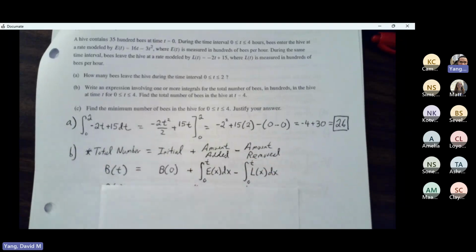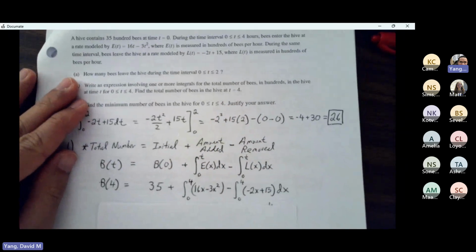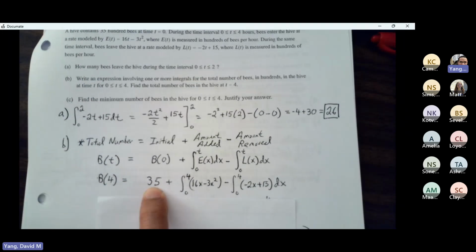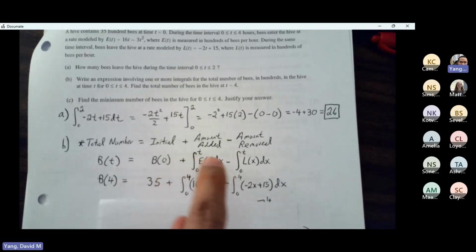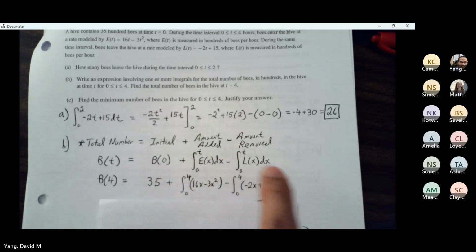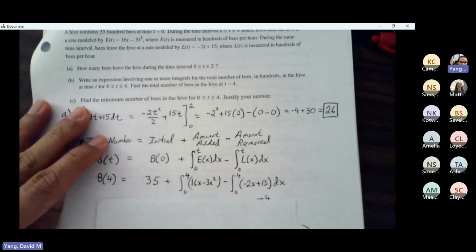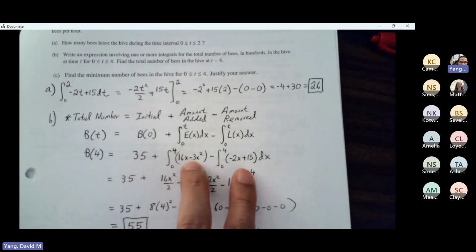Okay, so now that we have a formula set up, we can find the total number of bees at t equals 4. So we can plug 4 into our formula here. So we know B of 0 is 35. So there's 35 to begin with, plus however many have entered in that 4-hour period, and then subtract out the ones who've left in that 4-hour period. So it's a little bit tedious because we have to go through power rule for both of these.